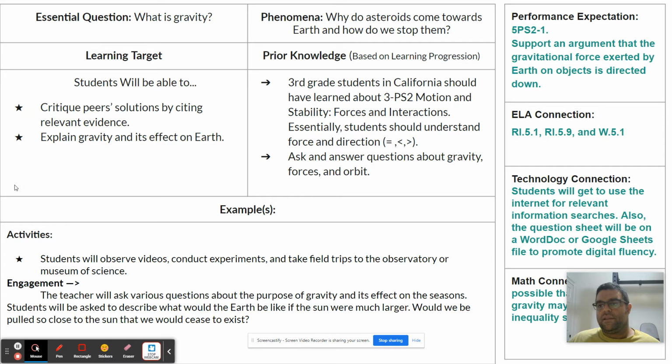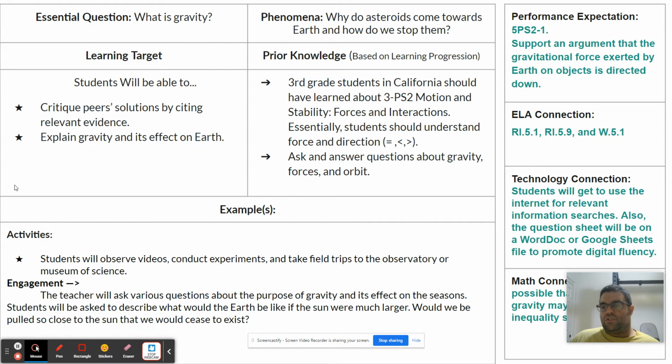And then the prior knowledge that we want students to have coming in here is, although this is 5th grade physical science, according to the California state standards, the last time we saw physical science 2 was in grade 3. So in grade 3, we had 3PS2, which was motion and stability. So it should have been 2 years ago.